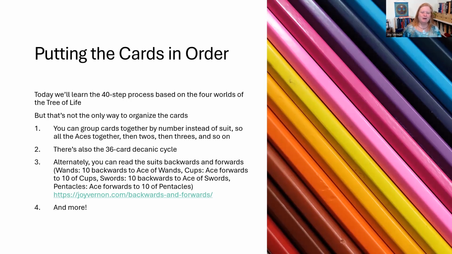It's kind of cool. And so the wands, you read from 10 backwards to the Ace of Wands, and then go from the Ace of Wands to the Ace of Cups, and then go forwards, Ace through 10 of Cups. And then when you get from 10 of Cups, you go to the 10 of Swords and go backwards 10 through Ace. And then finish it off. Ace of Swords leads to Ace of Pentacles, and then go forward to the 10 of Pentacles. It's a really interesting way of doing it.